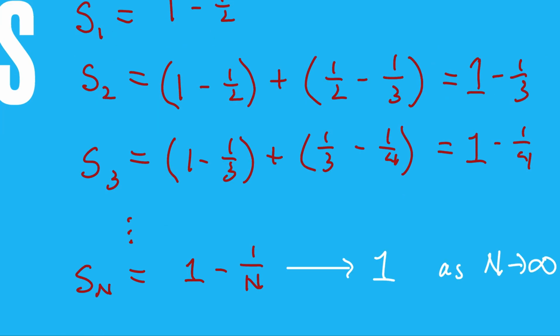Carry that forward into the nth partial sum as taking the expression of 1 minus 1 over the, nice typo there, index plus 1, and the term 1 over n plus 1 will tend towards 0, and 1 plus 0 is 1 as the index, capital N, goes to infinity.